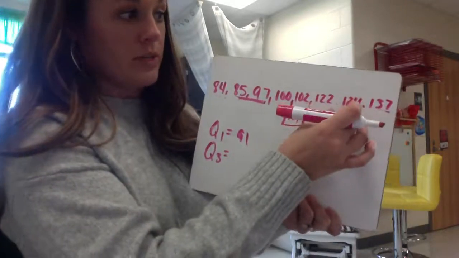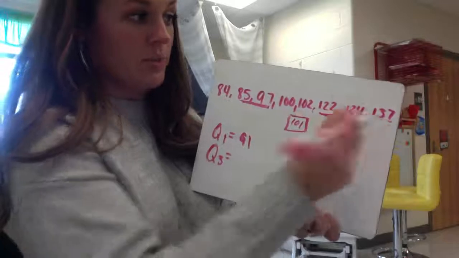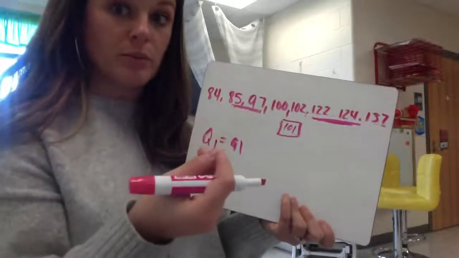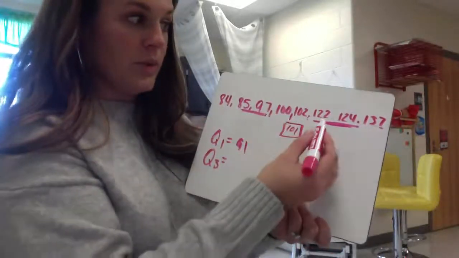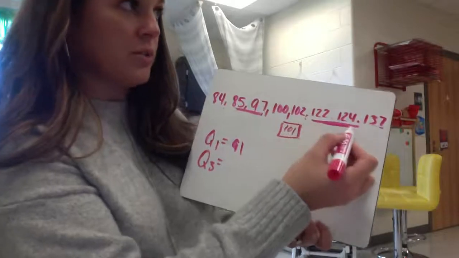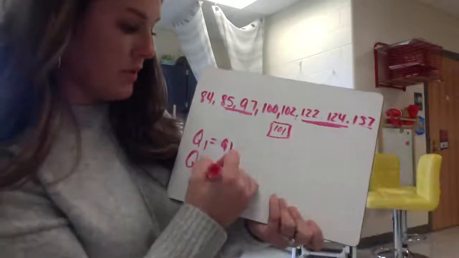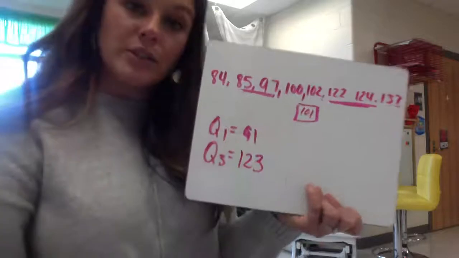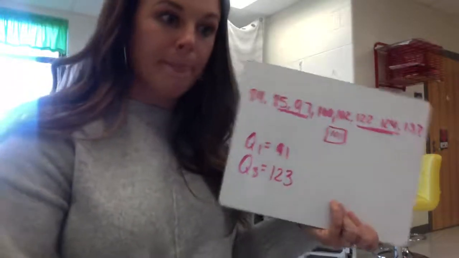Now we have to find Q3, which is the same thing but on the other end. These are the two numbers in the middle, so we have to add those two together and divide by 2. So what's in between 122 and 124? It's 123. So that's your Q3.